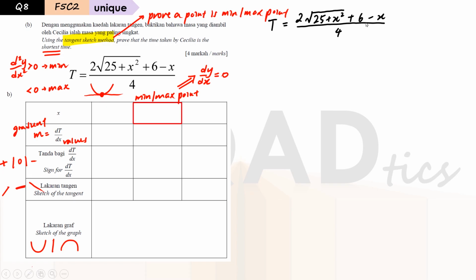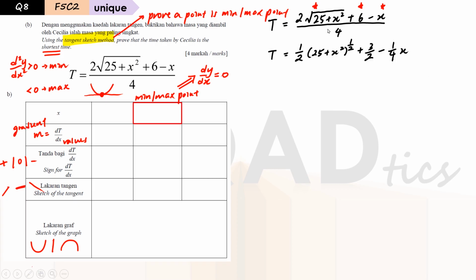So for this very complex fraction, how are we going to differentiate this? In this case actually we are lucky because in the denominator there's only one value. So my suggestion is we divide the value of 4 for each of the values on top, which is this 2 square root 25 plus x squared, 6 and negative x.